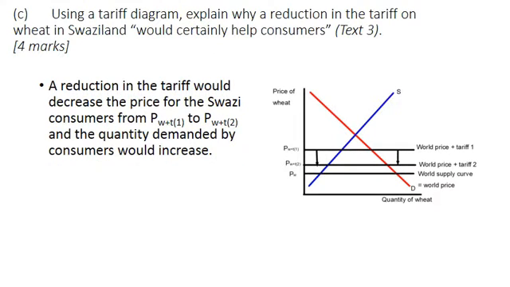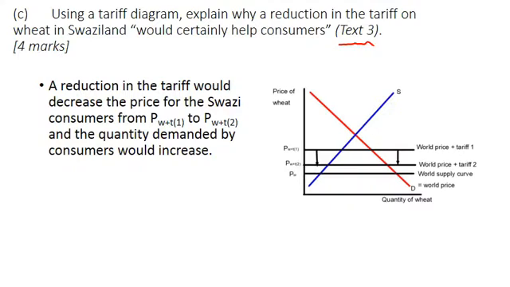So here in C, it is again referring to a diagram as opposed to just an economic concept. So they want you to explain why a reduction in the tariff on wheat in Swaziland would certainly help consumers. And again, they refer you to text 3, the third box, to be able to put it in context. I would strongly suggest that you show the tariff decreasing, not the tariff being eliminated and returning to the world price. So on the diagram, we have price of wheat, quantity of wheat.